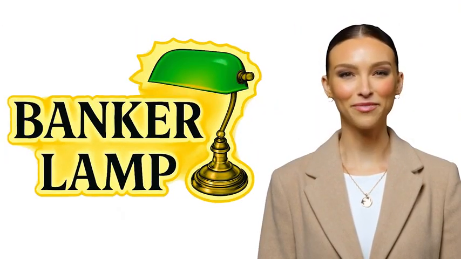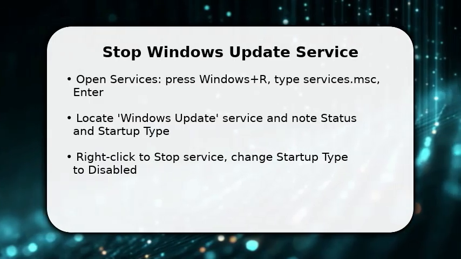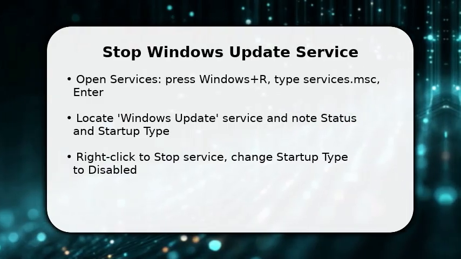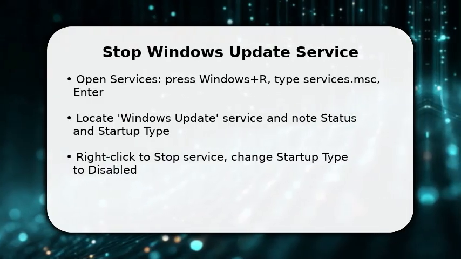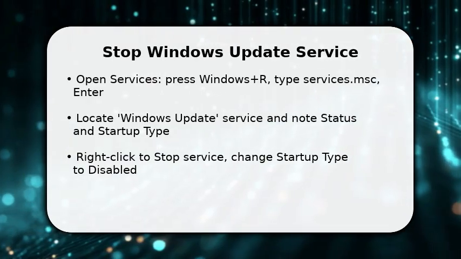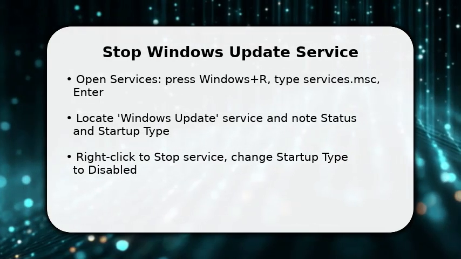Please enjoy the video. You start by stopping the update engine. Press Windows plus R, type services.msc, and hit Enter. That opens Services immediately. Scroll to Windows Update because this service controls automatic downloads. Right-click, choose Stop so updates pause now, then open Properties and change Startup Type to Disabled to prevent restart.